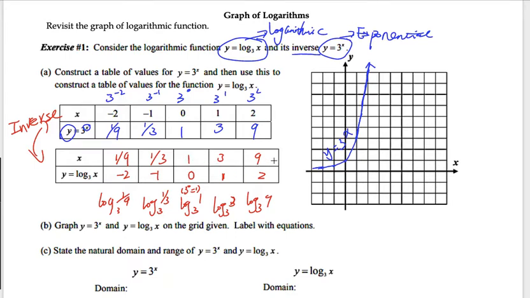Let's see what happened. So as you can see, when x equals 1/9, it's close to 0, but it's not really 0. So we're going to just estimate. So 1/9 probably here is going to be negative 2. 1/3 is kind of here. It's going to be negative 1. And then 1 is 0. 1, 2, 3 is going to be 1. And then 9 is going to be 2. So 1, 2, 3, 4, 5, 6, 7, 8, 9 is going to be 2.